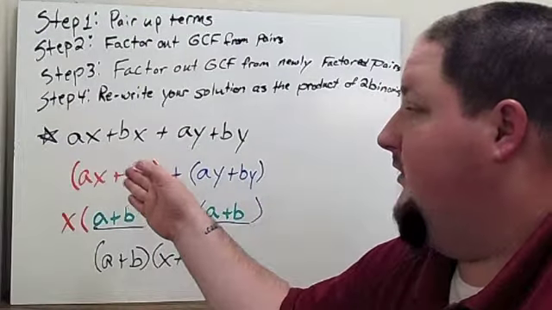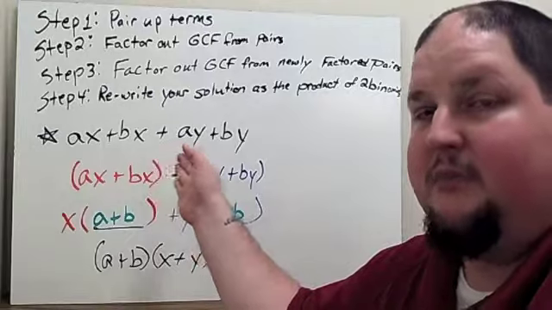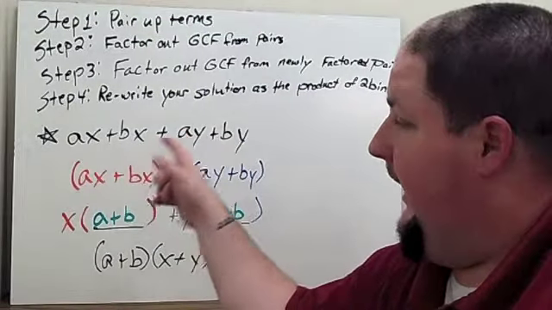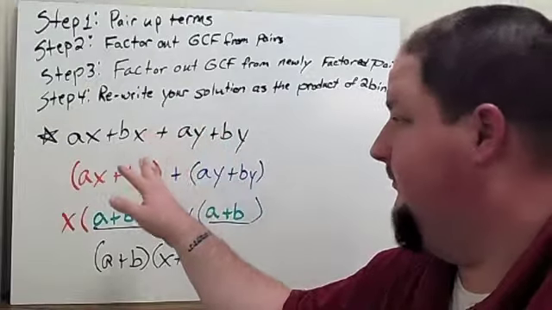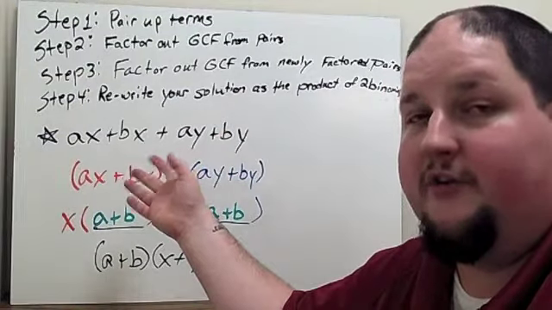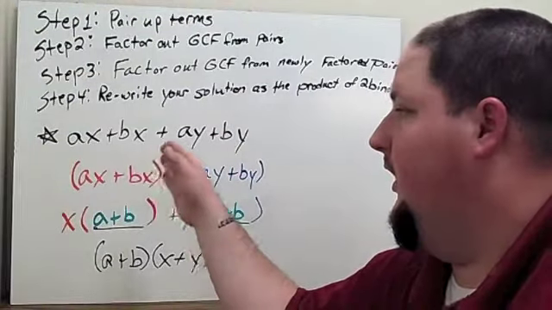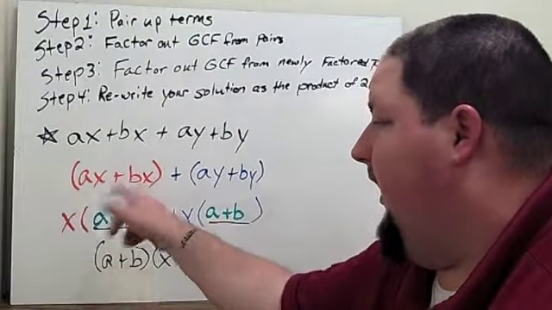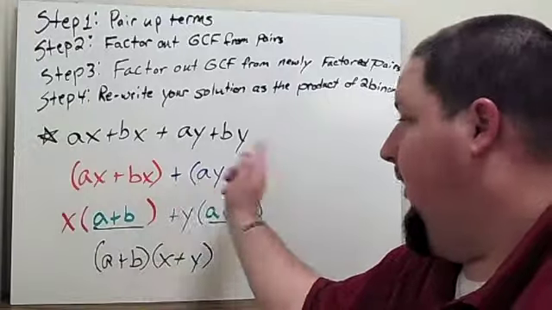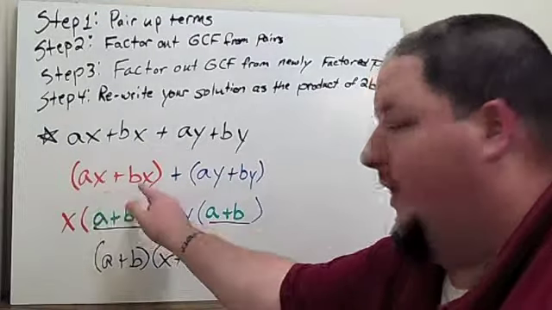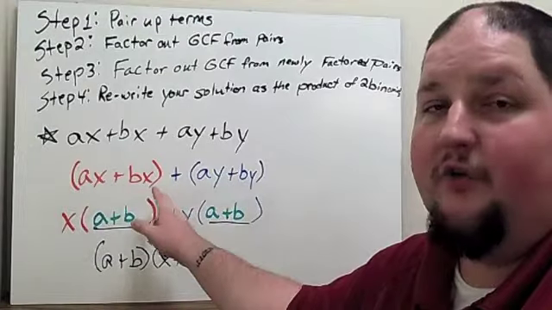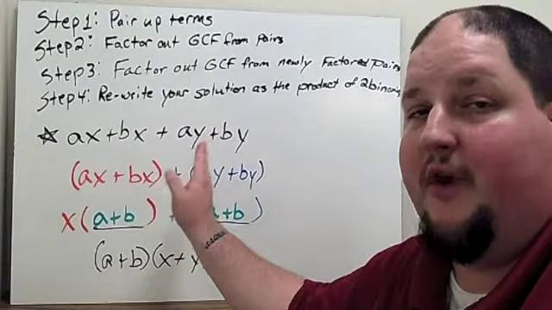I have AX plus BX plus AY plus BY. A, B are just coefficients, they're numbers, all right? X and Y are our variables. So I'm pairing up AX and BX and AY and BY because these have the same variable, these have the same variable. They have different coefficients, and they have different numbers in front of them.